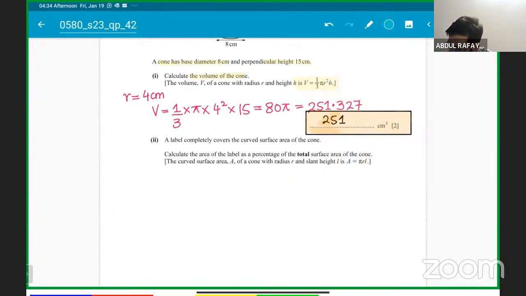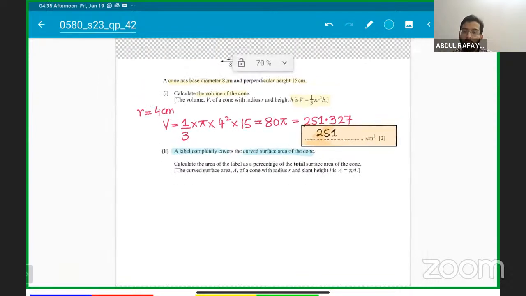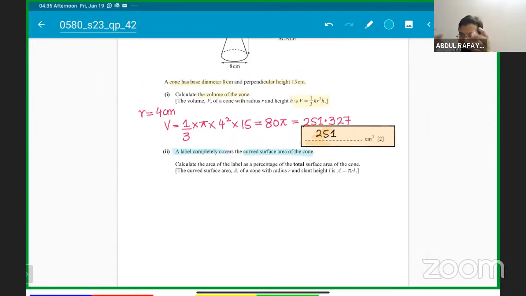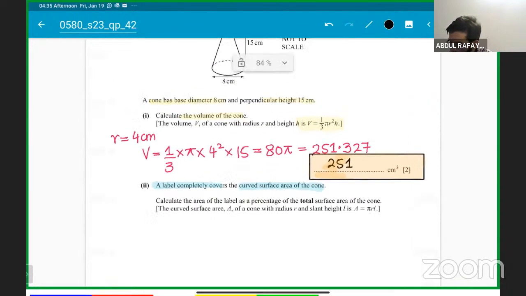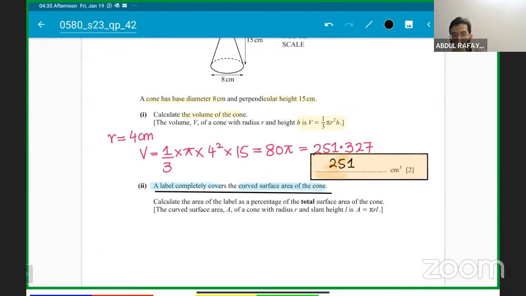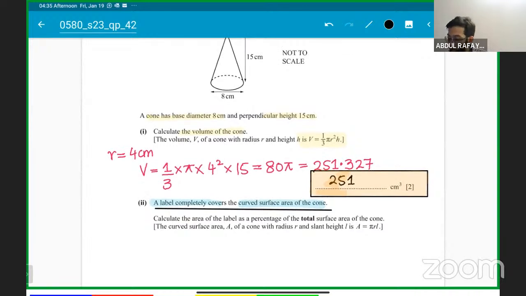Then we have a label that completely covers the curved surface area of the cone. What do I mean by label? It is put on the cone, covering the brand name, the brand image. A label is completely covering the curved surface area of the cone. What we have to do is calculate the area of the label as a percentage of the total surface area of the cone. Everyone getting it?